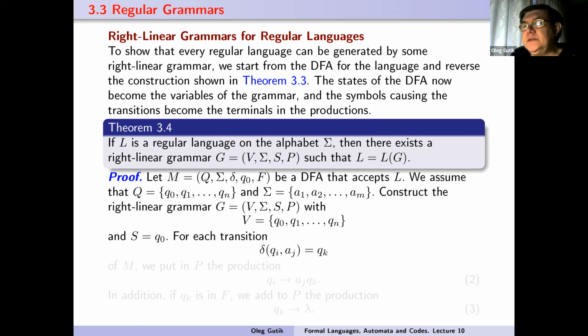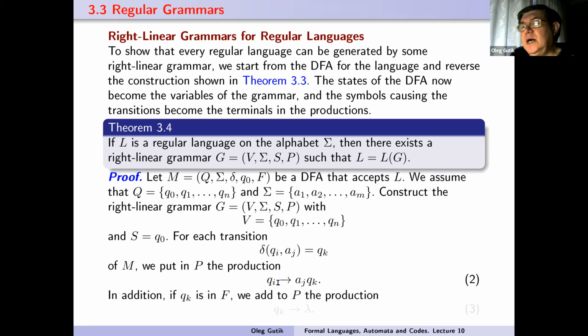For each transition delta of q_i, a_j equal to q_k of automaton M, we put in P the production q_i into a_j q_k. In addition, if the state q_k is in the set of final states, we add to P the following production, q_k into the empty word lambda.